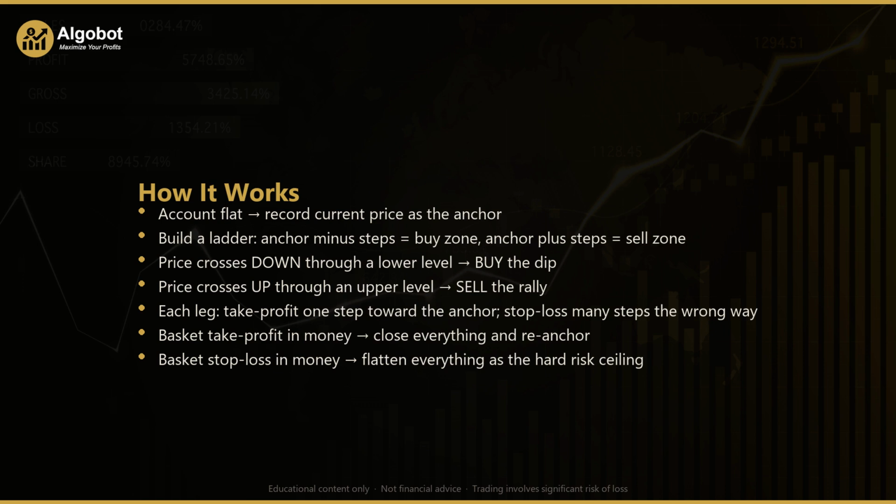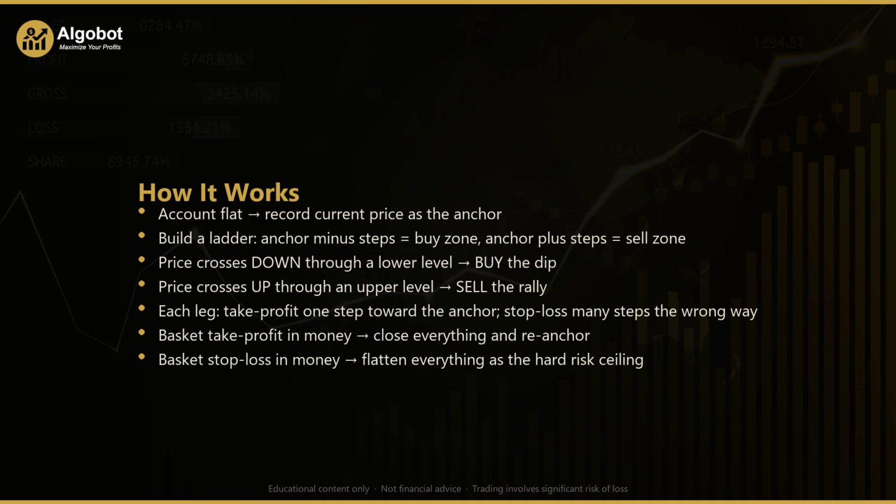Every single leg is protected on both sides. The take profit is placed a small number of grid steps toward the anchor. A buy targets a level above its entry, and a sell targets a level below. That way each leg cashes out as price oscillates back and forth. The stop loss is placed many grid steps in the wrong direction, acting as a catastrophic safety net so that no single runaway leg can live forever.